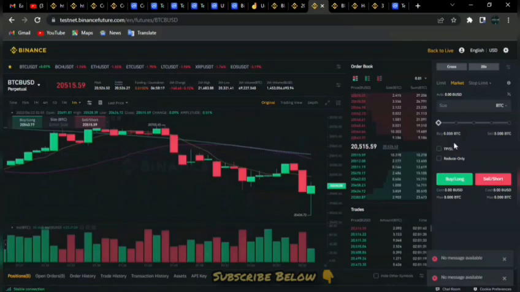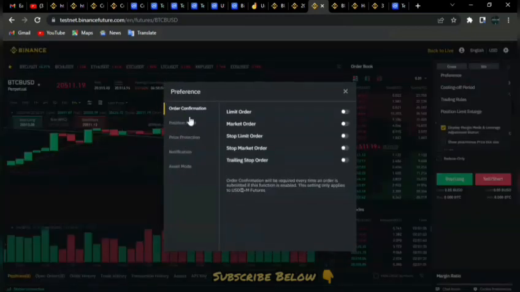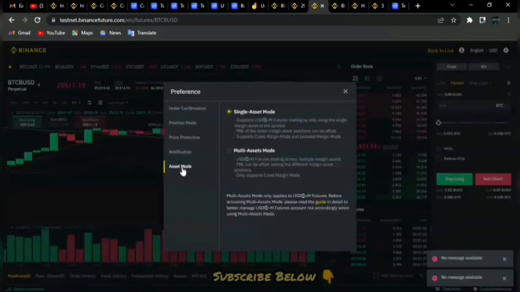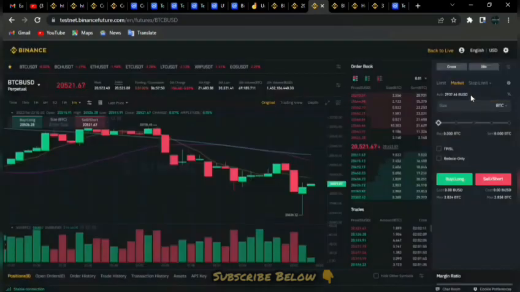Now by default, it's still going to be in single asset mode. All you need to do to start trading with the BTC BUSD margin contract is to click on this top icon here, click on the preference option for desktop users, and click on the asset mode. Now you get the opportunity to click on the multi-asset mode, and you can see the multi-asset mode has now been set. You can see here the BUSD we have is now worth about 2,937 BUSD.